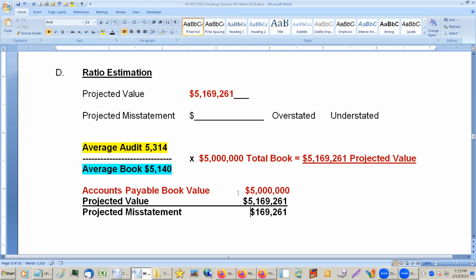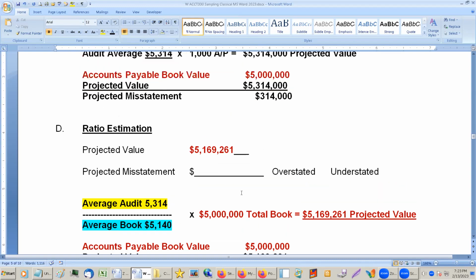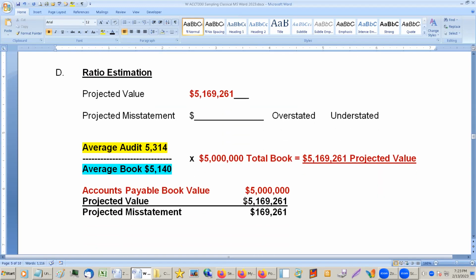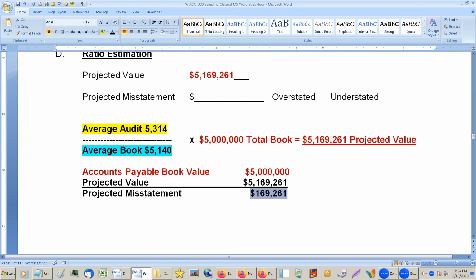So the projected value misstatement is 169. Is that an overstatement or understatement? Under. Yeah, we're saying it should be 5 million. Or excuse me, we're saying it should be 5,159,000. They're saying it's 5 million, so we're saying you have it too low.